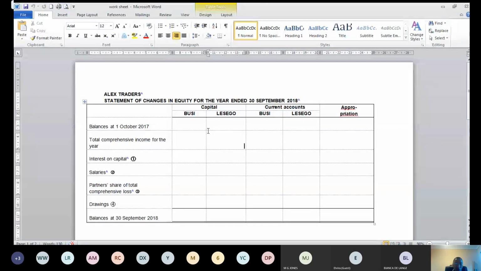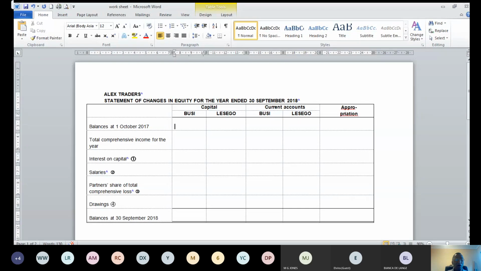Right. So when you prepare the statement of changes in equity, you're going to have the capital account for both partners, a column for each partner, the current account for both partners. In this question, there's no asset replacement reserve, so you will exclude that column, and you will have a column then for appropriation. So we start off with the balances as at the 1st of October 2017, the opening balances.